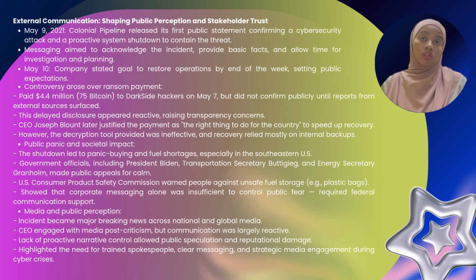Next, the external communication: reshaping the public perception and stakeholder trust. On May 9, 2021, Colonial Pipeline released its first public statement confirming a cybersecurity attack and a proactive system shutdown to contain the threat. The messaging aimed to acknowledge the incident, provide basic facts, and allow time for investigation and planning. On May 10, the company stated its goal to restore operations by the end of the week, setting public expectations.